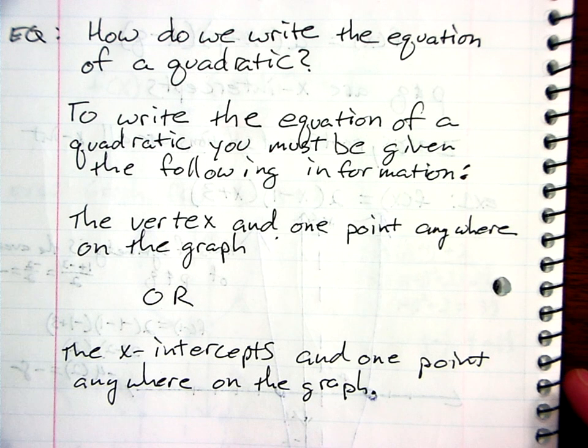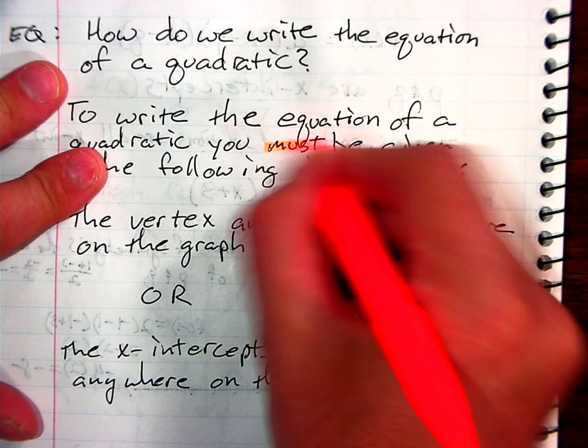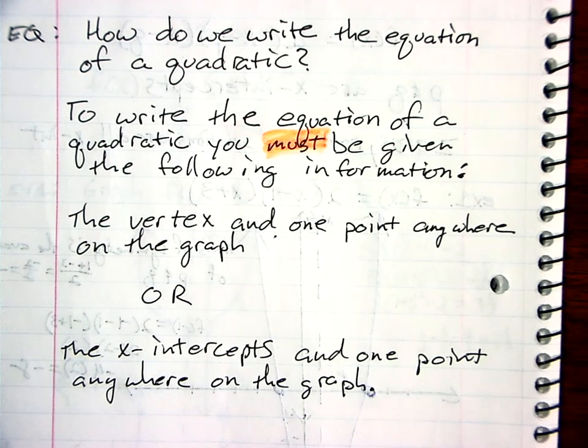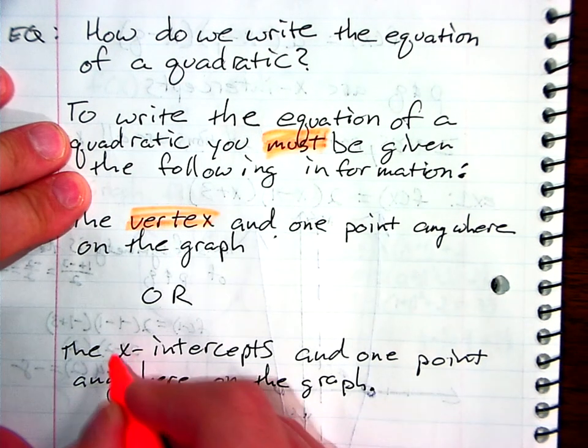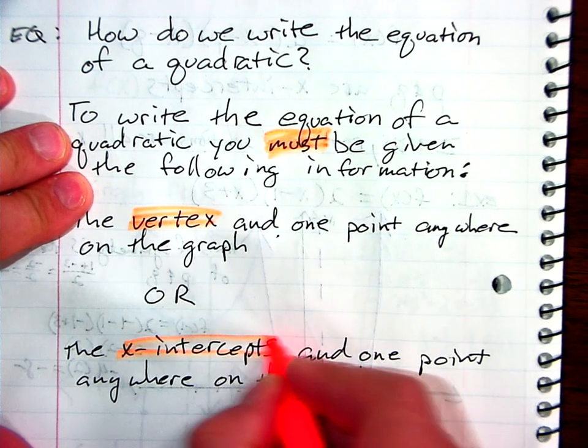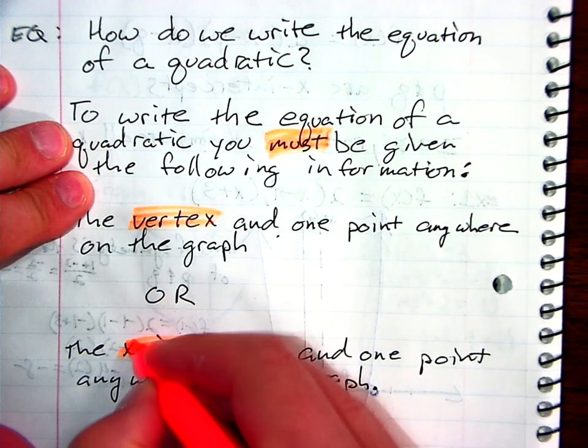Thank you. To write the equation of a quadratic, you must, that's highlighted, that's important, be given the following information: either the vertex and a point or the x-intercepts.